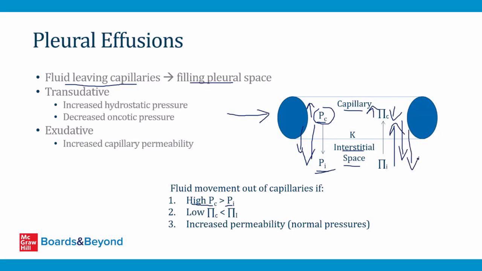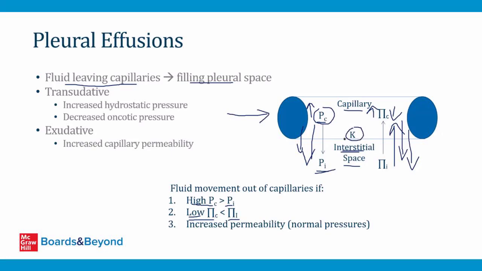So a second way that you can get movement of fluid out of capillaries into the pleural or interstitial space is if you have a very low pi sub c, less than pi sub I. And your oncotic pressure is basically determined by the amount of protein in your blood, especially albumin. So as we'll see in a minute, in situations where albumin is very low, that can cause fluid movement out of capillaries. And then finally, capillaries have a permeability constant called K.